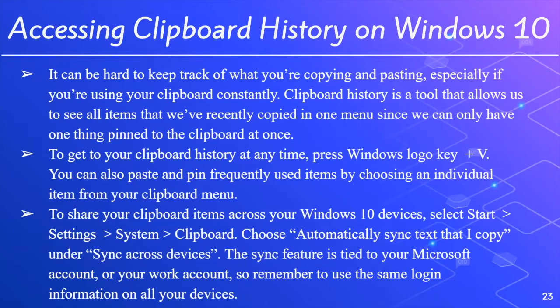To share your clipboard items across your Windows 10 devices, you can select the Start menu, go to Settings, System, and Clipboard. Then you can choose a setting that allows you to automatically sync text that I copy under Sync Across Devices. The sync feature is tied to your Microsoft account or your work account, so remember to use the same login information on all your devices if you want this sync function.